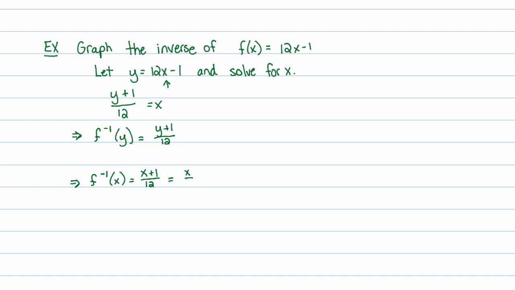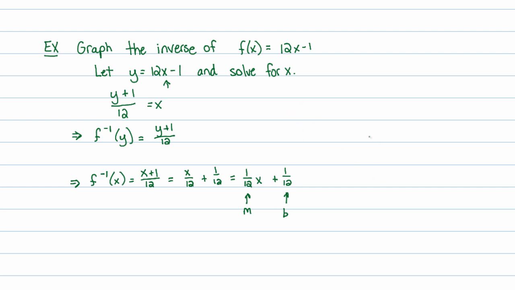By the way, this can be written as x over 12 plus 1 over 12, if you wanted to write it that way, which I do. And let's go ahead and graph this function. Actually, now that I'm thinking about it, there are three ways to graph the inverse of this function. I could use the fact that this is in y equals mx plus b form, 1/12 x plus 1/12, so this is a line with slope 1/12 and y-intercept of 1/12. I could do that, or I could build a table of values. That's another way I could do it.